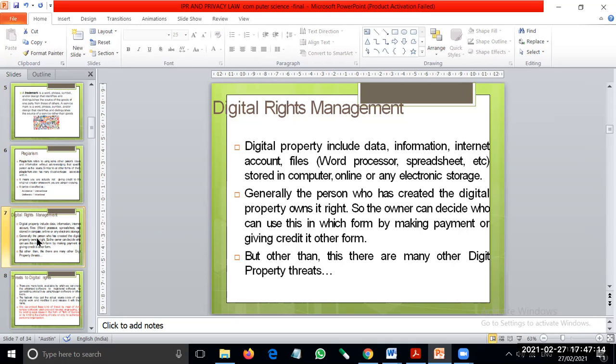So again the thing is that, internet, word file, spreadsheet, that means Excel, stored in computer, online or any electronic device. So that is also an important thing. So that is called digital right.